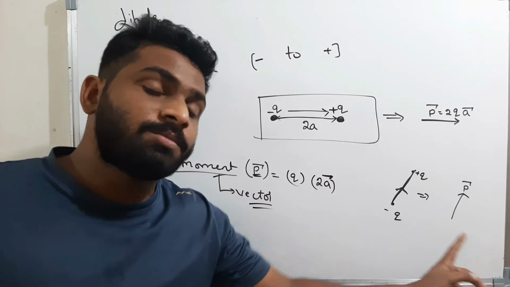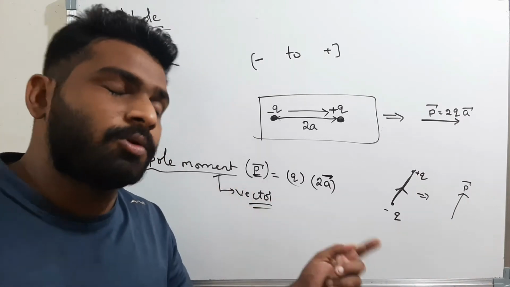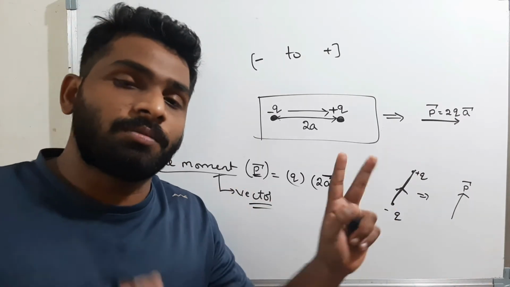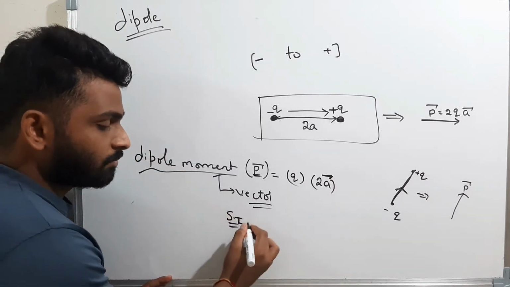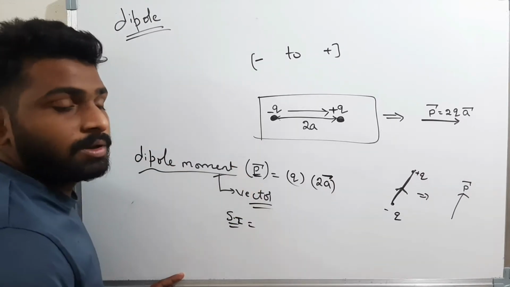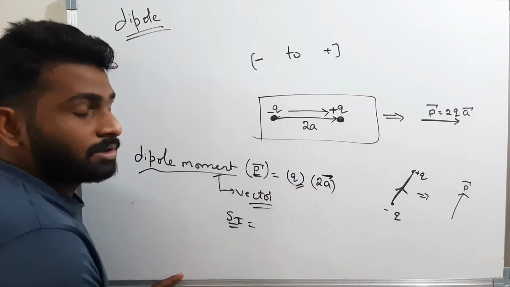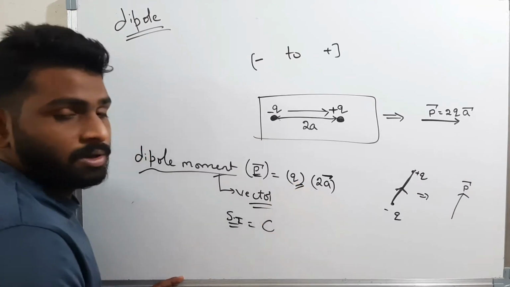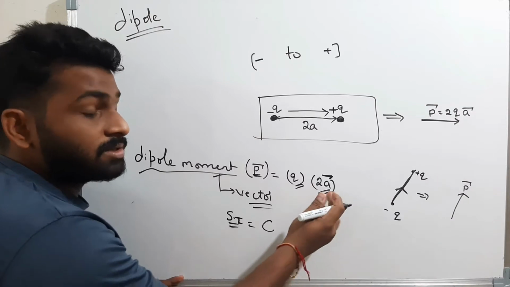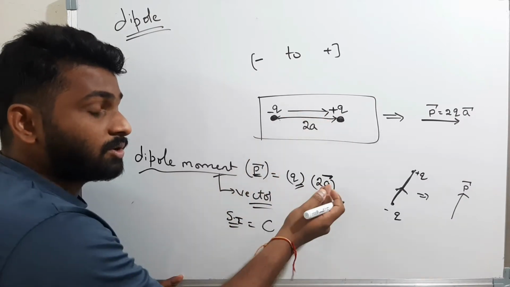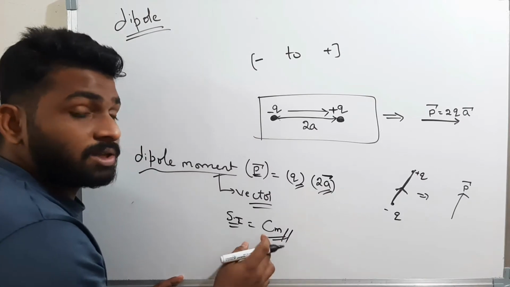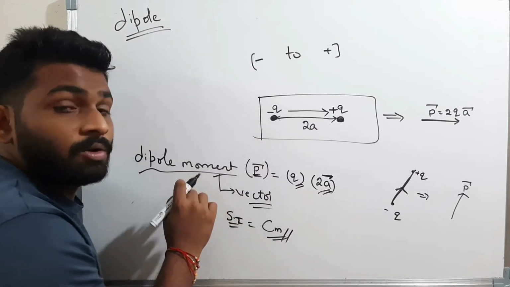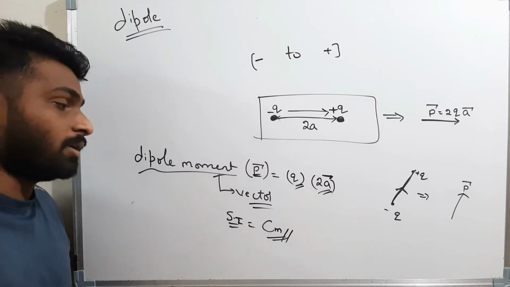I think this is clear. What is the meaning of dipole moment? Dipole moment is simply the product of one charge and the distance between them. That's nothing more than this. Now what is the SI unit of this dipole moment? What is the SI unit of charge? The SI unit of charge is coulomb. And what is the SI unit of distance? 2a is the distance between two charges. The SI unit of distance is meter. Therefore, the coulomb meter is the SI unit of electric dipole moment. Okay, I think this is clear.